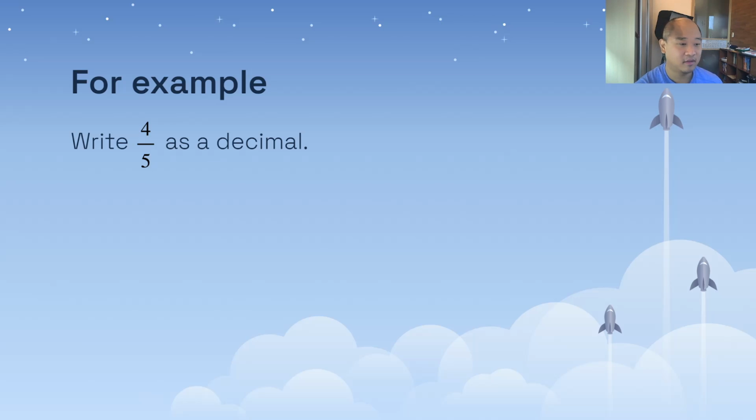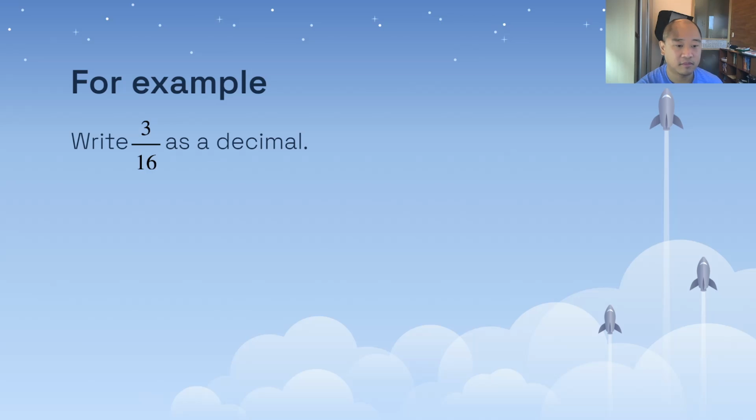Welcome back. I hope you did it. 4 divided by 5 can be written like this. So how many times does 5 go into 40? 8. So this is 0.8.